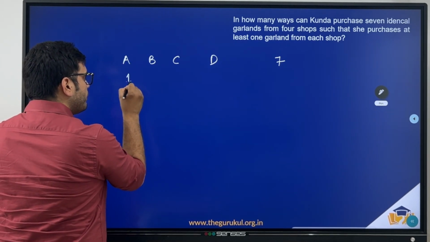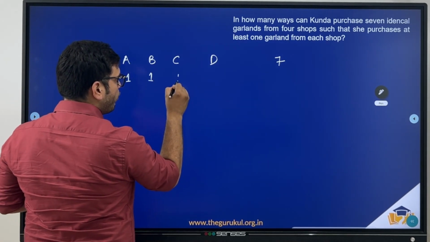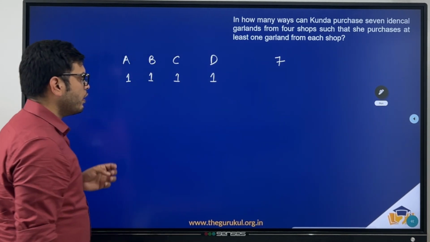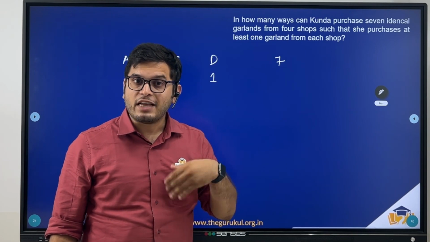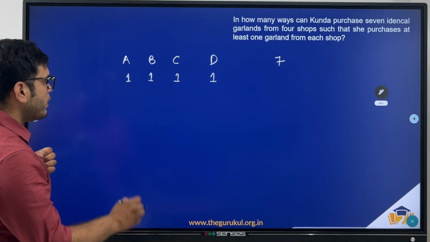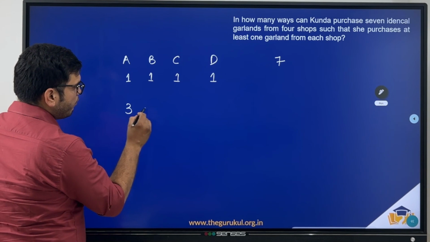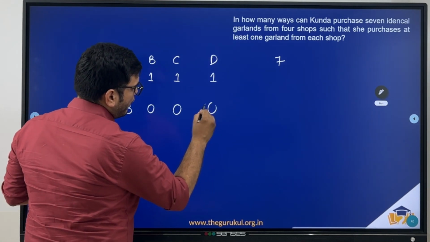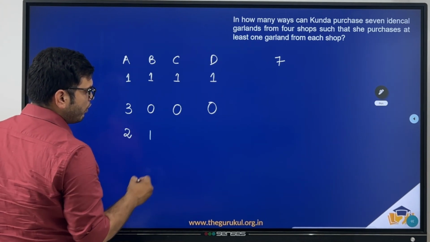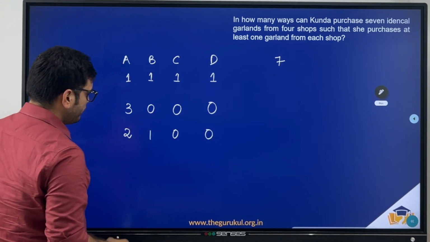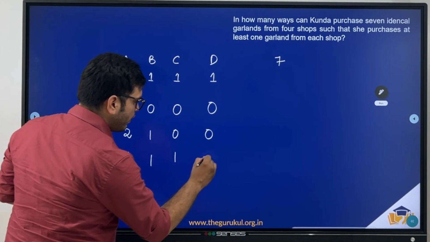So she should be purchasing one from A, one from B, one from C and one from D. Right. So she had purchased 4 garlands. She is left with 3. Right. She has to purchase 3 more. So that can be done in 3 from one shop and no garland from the remaining 3 shops, or 2 from one, 1 from the other, 0, 0, or 1, 1, 1, 0.